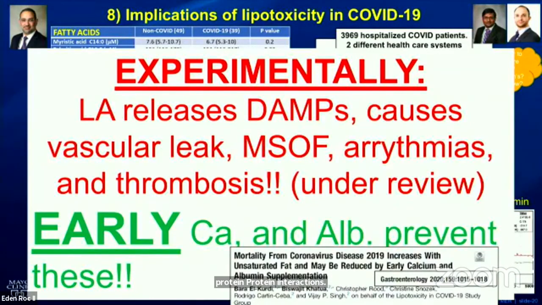Experimentally, we have also seen that if we give linoleic acid to mice, there's a big release in DAMPs, vascular leak, organ failure, arrhythmias, thrombosis. And with early calcium and albumin, early, not late, early calcium and albumin where we can pre-neutralize these fatty acids, outcomes get better.